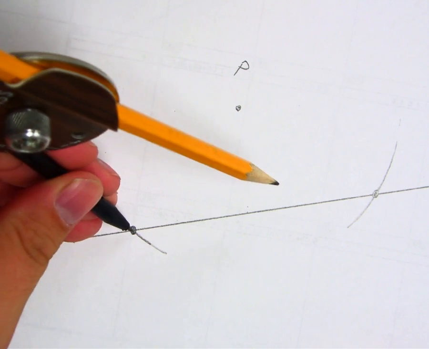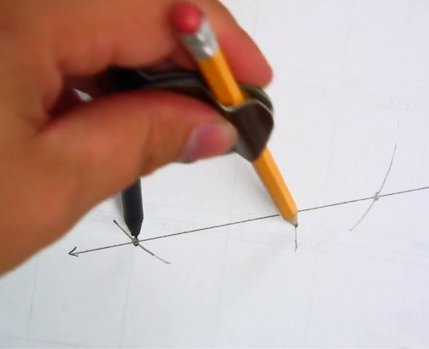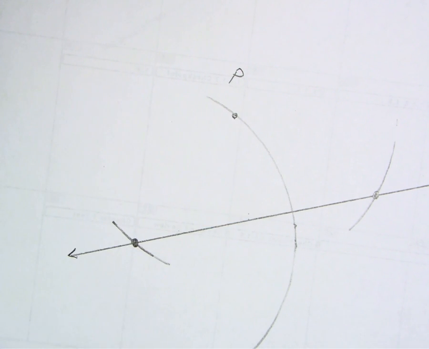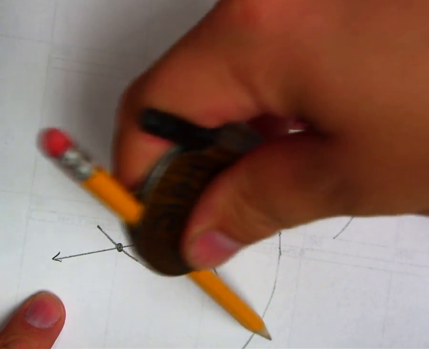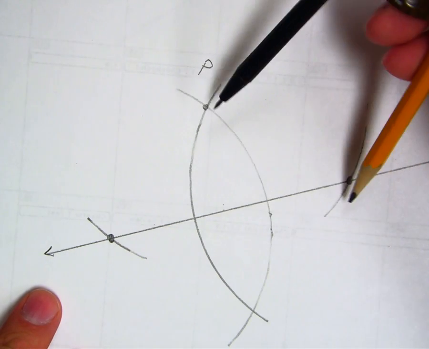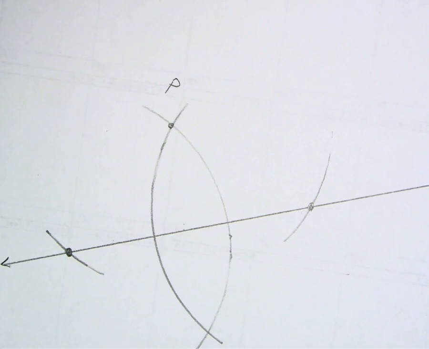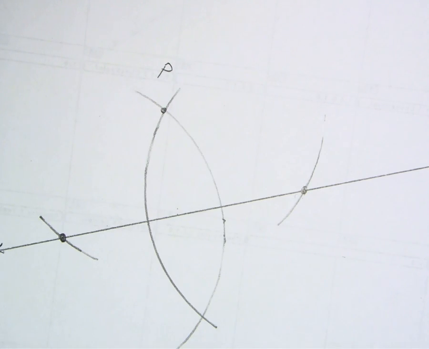I would advise you just leave your compass the way it is, and we're going to swing an arc up and down from one point, so that arc there, and then we're going to swing our arc up and down from the other point. You're going to notice it goes through P because we left that distance the same as we marked that distance there, and that just helps you double check.